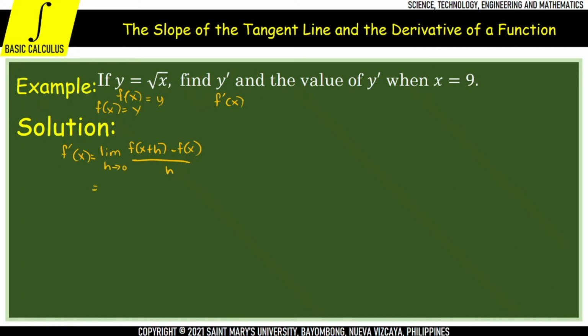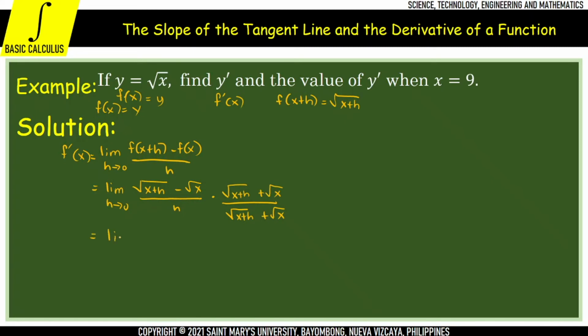Okay, next, identify f of x plus h, which is equal to the square root of x plus h. So we have the numerator equal to the square root of x plus h, yan na yun, minus square root of x all over h as h approaches 0. Next, kapag ganyan niya, multiply na natin ng conjugate such as, i-copy lang natin yung mga terms x plus h. And then, instead of minus, gawin natin plus square root of x all over square root of x plus h plus square root of x.